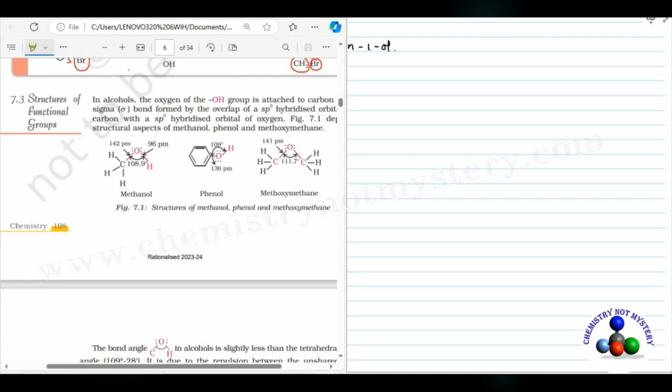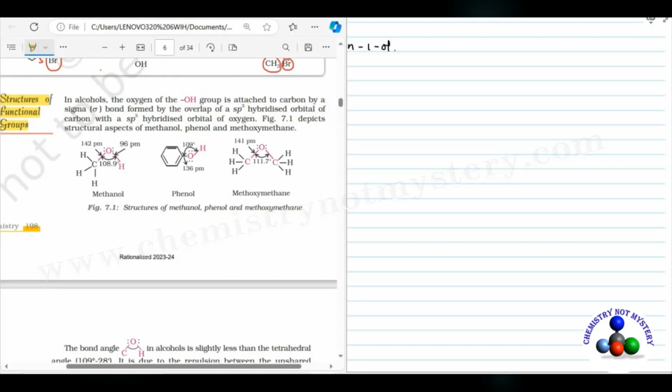Today we are going to discuss structures of functional groups. So let's read from the book. In alcohol, the oxygen of OH group is attached to carbon by a sigma bond formed by overlap of sp3 hybridized orbital of carbon and sp3 hybridized orbital of oxygen. Figure 7.1 depicts structural aspects of methanol, phenol and methoxymethane.